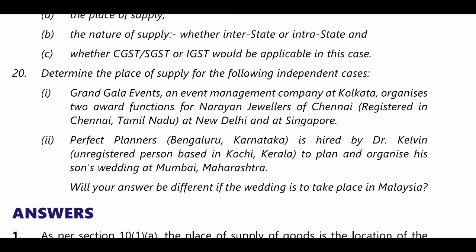In both cases we will take the location of the recipient as the place of supply. Who is the recipient here? Narayana Jewelries is a registered person, so the location of the recipient will be considered for the place of supply. So in the first case, Narayana Jewelries is a Chennai person, a registered person, so the place of supply will be Chennai.